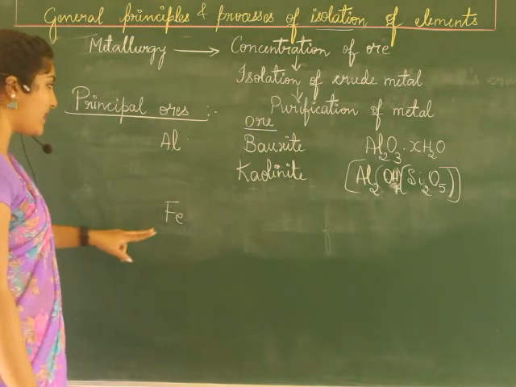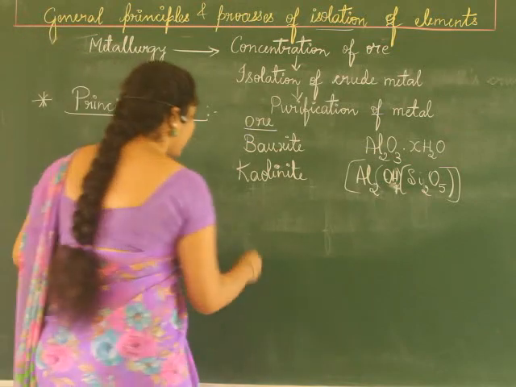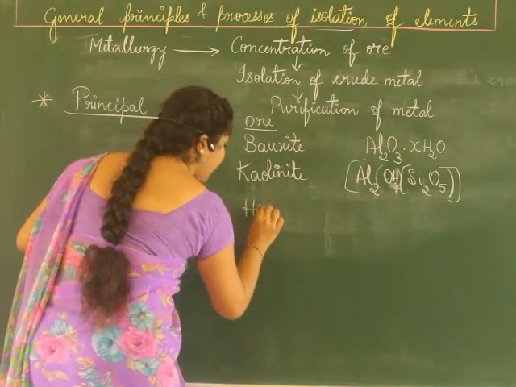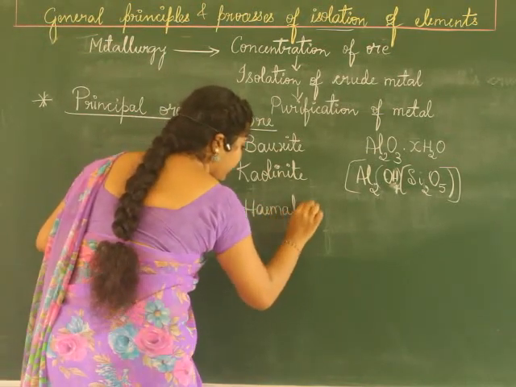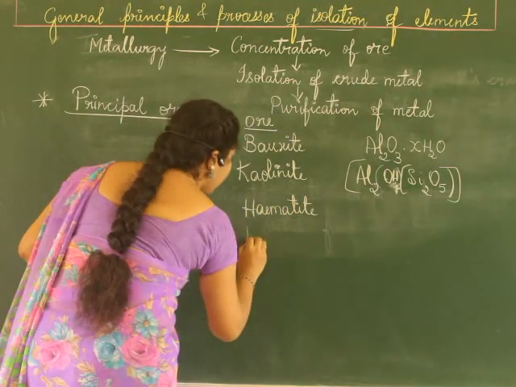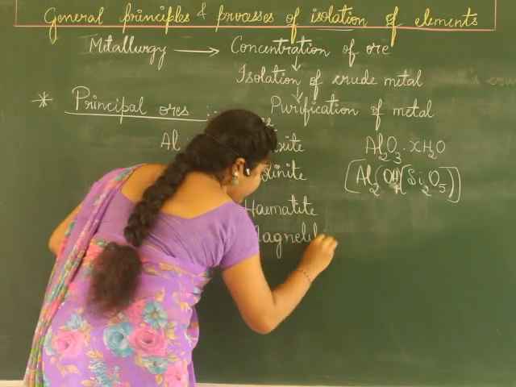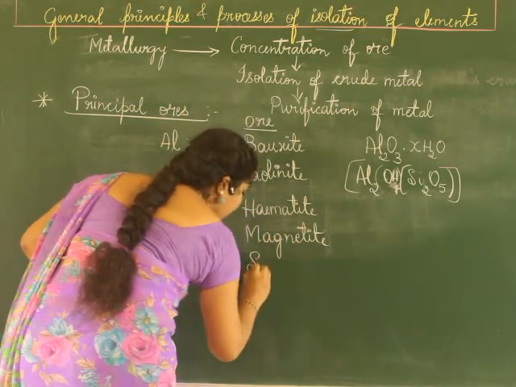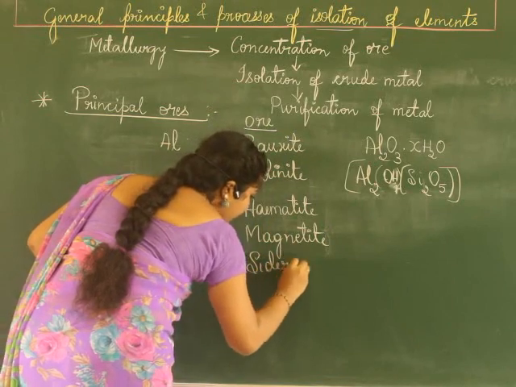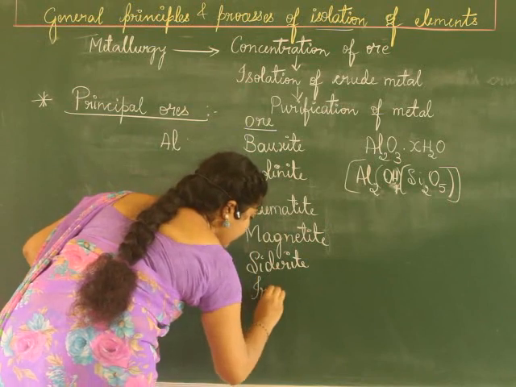Then let us see for iron. Iron is the metal. Which are the ores of it? One is hematite, magnetite, siderite, and iron pyrites.